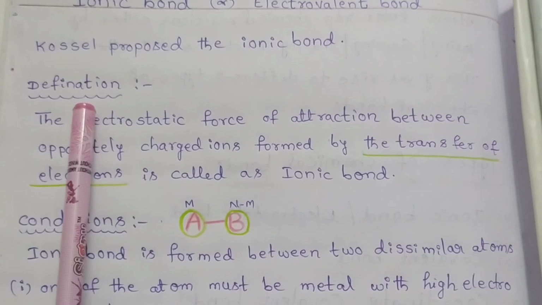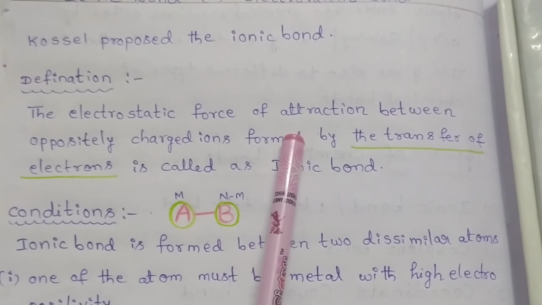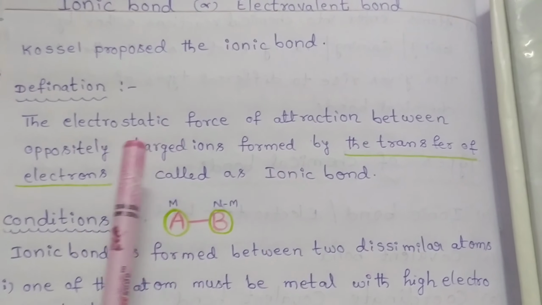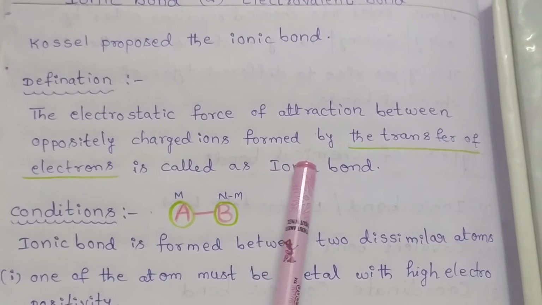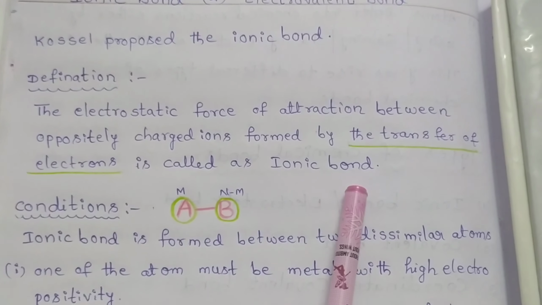Now we discuss the definition of ionic bond. The electrostatic force of attraction between the oppositely charged ions formed by the transfer of electrons is called ionic bond.